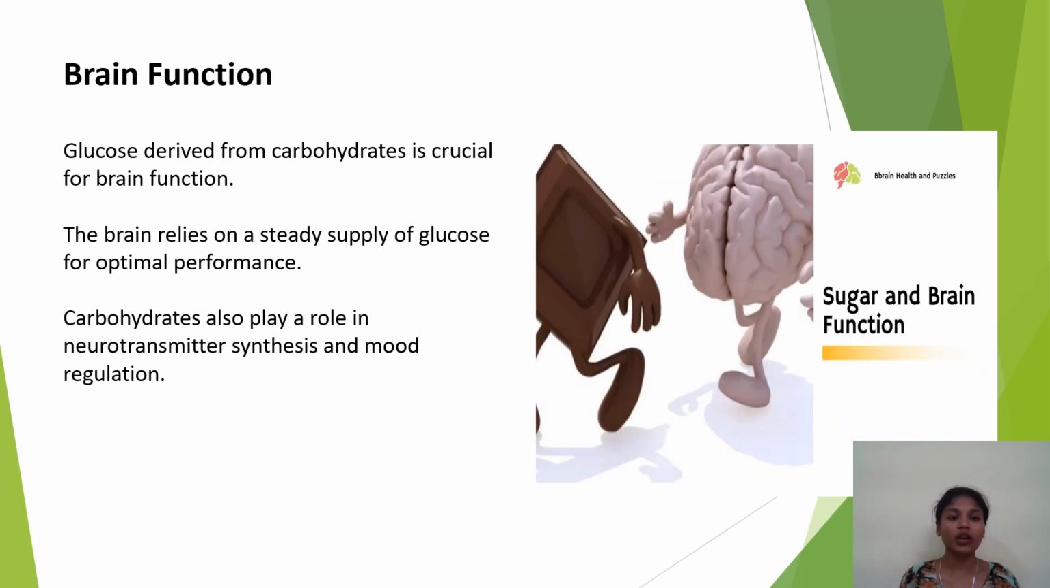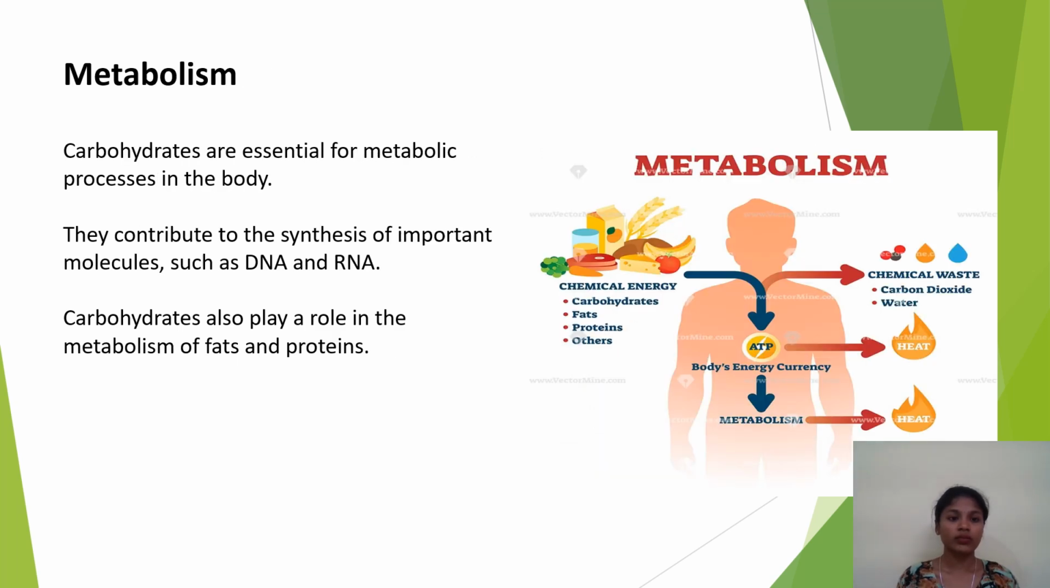Brain function. Glucose derived from carbohydrates is crucial for brain function. The brain requires a steady supply of glucose for optimal performance. Carbohydrates also play a role in neurotransmitter synthesis and mood regulation. All carbohydrates such as grains, beans, dairy, fruits, vegetables and sugar break down into glucose. Glucose is the fuel of the body, and the preferred source of fuel for the brain.